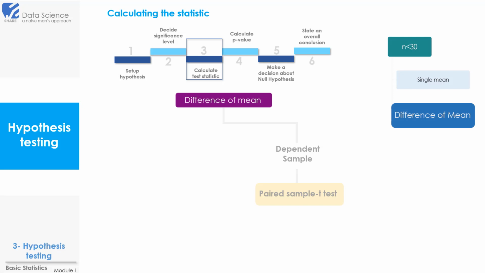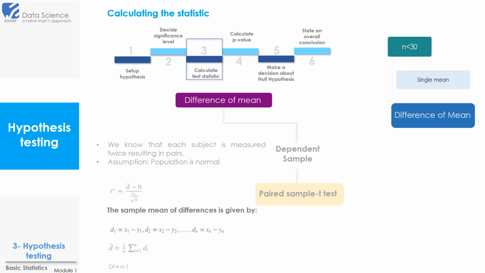In case of dependent samples, we have the paired t-test. We know that each subject is measured twice, resulting in pairs. Also, our assumption about the population being normal remains valid for this test as well. The formula for calculating the t-statistic is given here. Here d bar denotes the sample mean of the differences. We can calculate d bar using the formula as shown here on the screen, and then we can use d bar to calculate the t value. So that is how we do the difference of mean hypothesis testing when the sample size is less than 30.